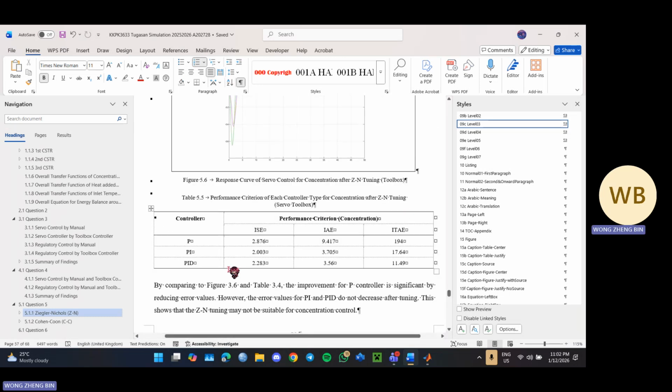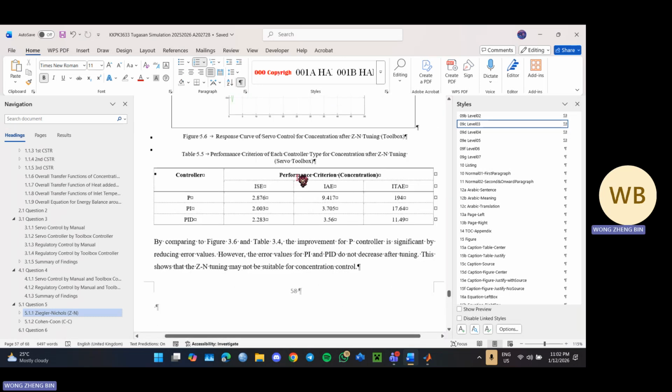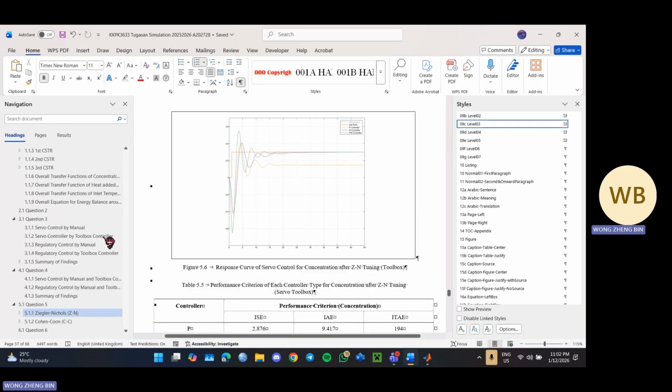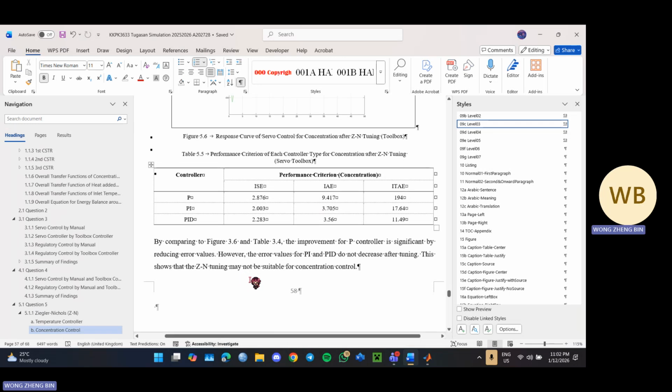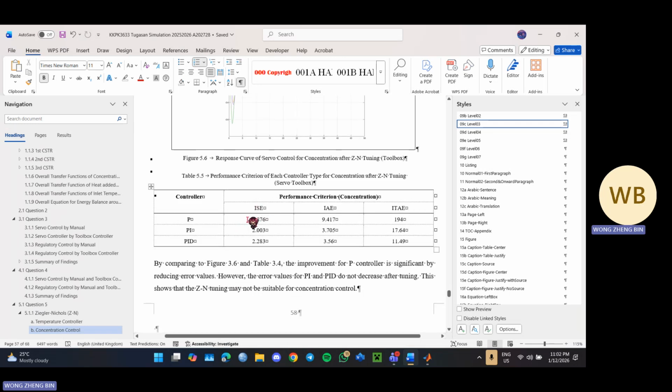But if we compare to question 3, the improvement is not as much as the temperature one, because the concentration error is already quite small compared to the temperature one.